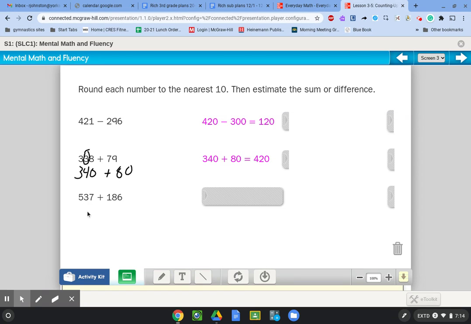537 is closer to 540. So we're going to change that to 540. 186, well, this is 5 or above, so this is going to get shoved up. 5 or above, give it a shove. It's going to be shoved from an 8 to a 9, so 190. So now we have 540 plus 190, and that equals 730.